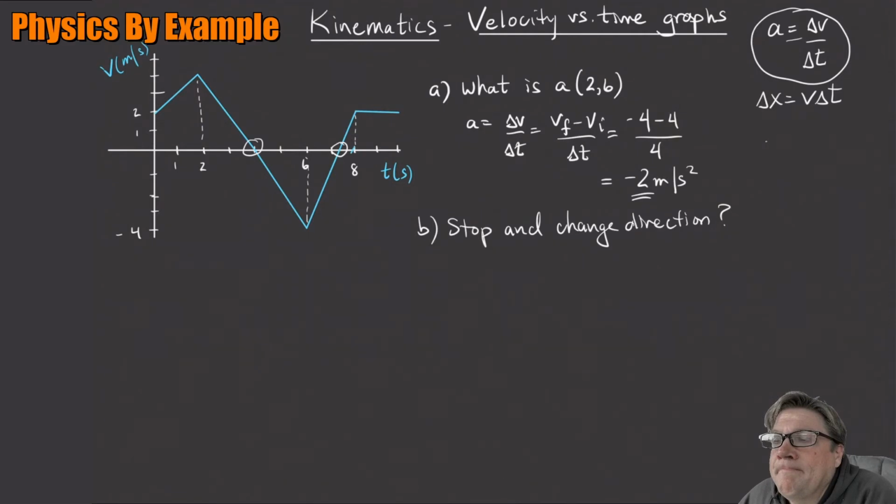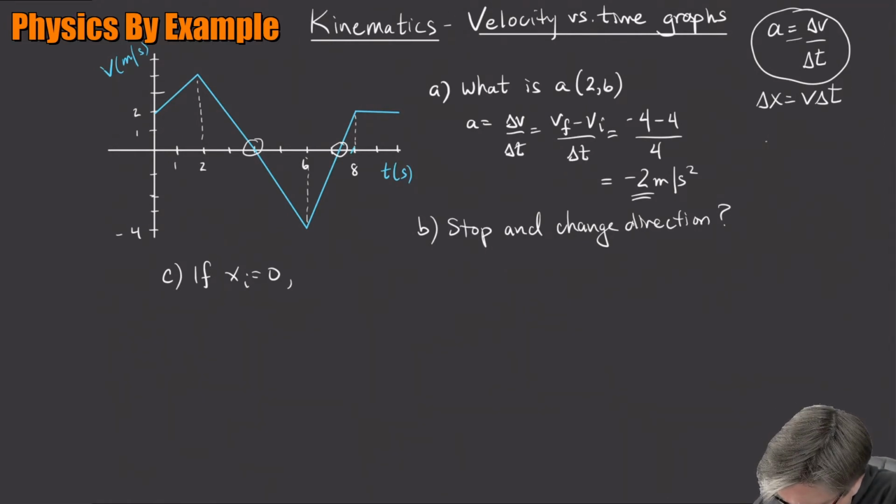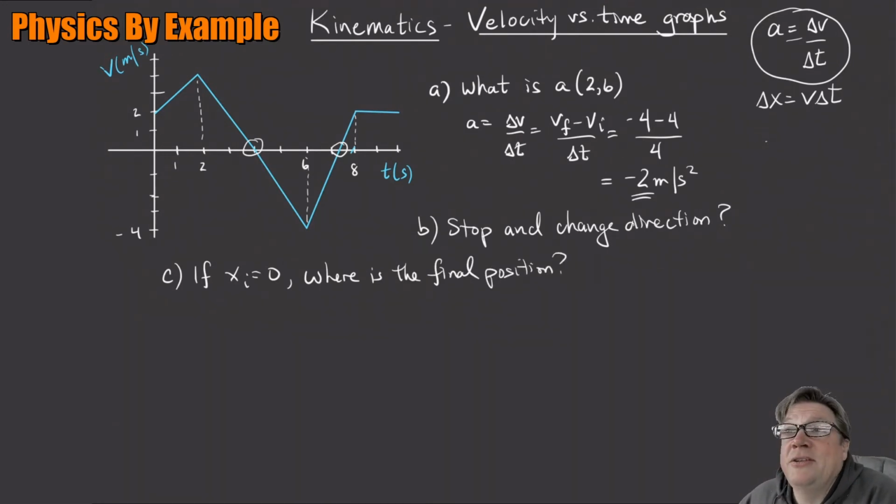The third thing that's commonly asked in problems like this is: if it starts at position 0, where is the final position? So where did the particle end up? It does this crazy thing. It speeds up, slows down, stops, goes backwards, and so on. Finally, at the end of 10 seconds, where is it? We should be able to find out.